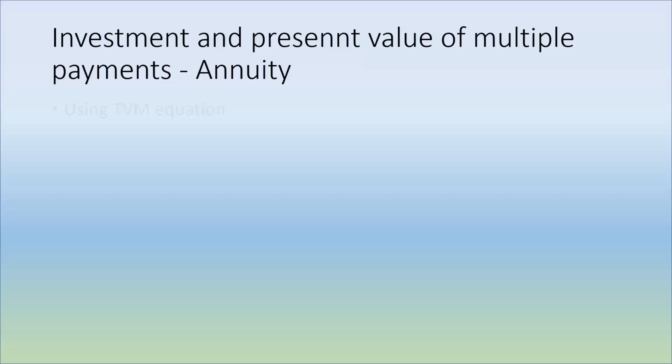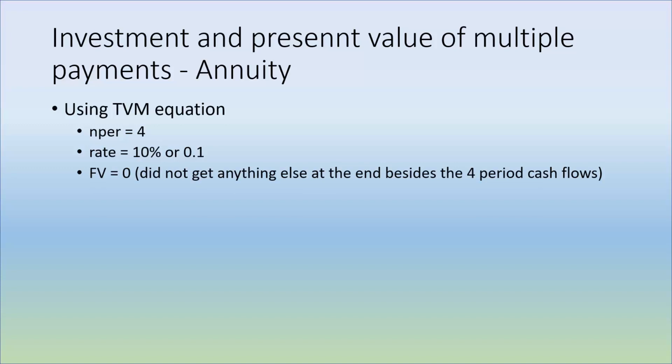All we do is take it to Excel and use a TVM equation. NPER is 4, rate is 0.1, or if you want to use a percentage, 10%. And then future value, remember, we are finding the equivalent present value. We're not getting any cash flow at the end, so the future value is treated as a cash flow. Nothing is available. The $250 are all accounted for in the PMTs.